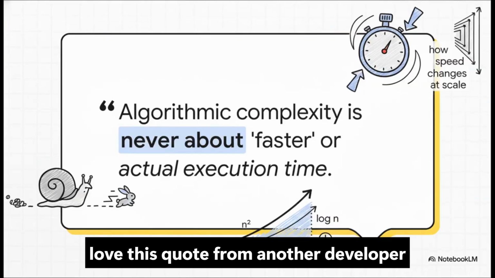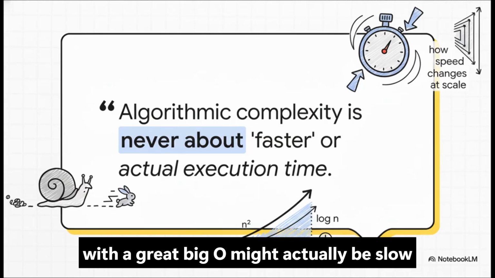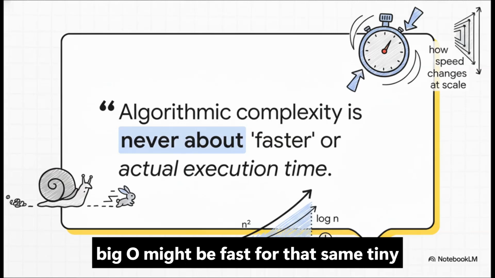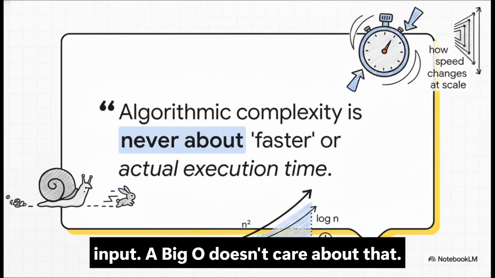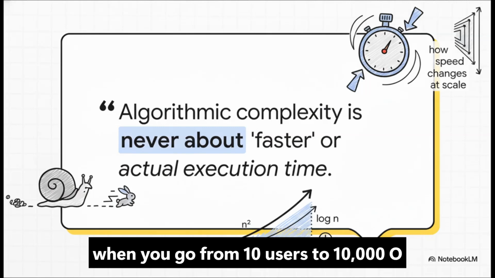And I love this quote from another developer because it just nails it. An algorithm with a great Big O might actually be slow for a tiny input, and one with a terrible Big O might be fast for that same tiny input. But Big O doesn't care about that. It cares about how that speed changes when you go from 10 users to 10,000.